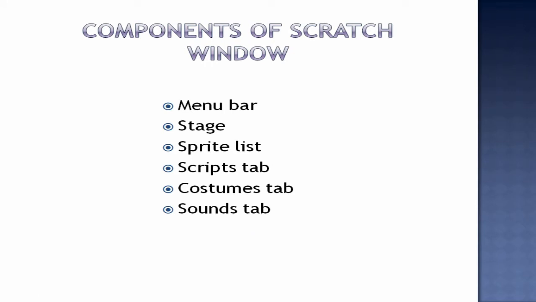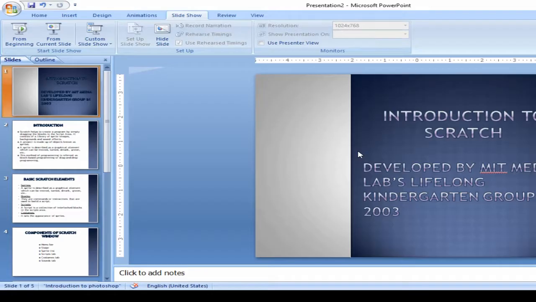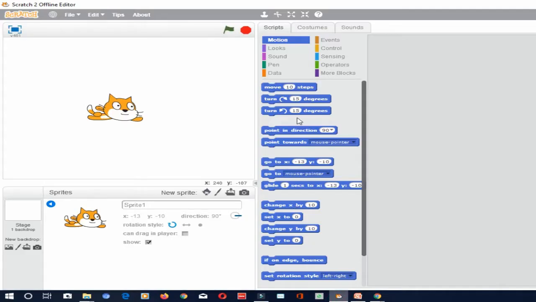They are menu bar, stage, sprite list, scripts tab, costumes tab and sounds tab. Okay, let's see the components. This is the look of your Scratch 2. This is an offline editor. Now, let's see the components of the Scratch window.